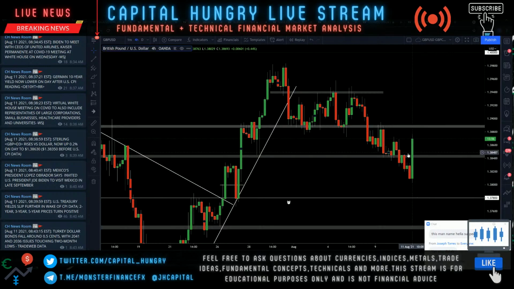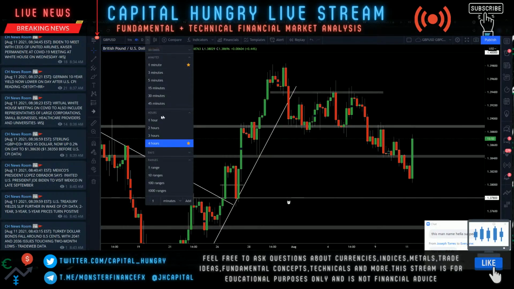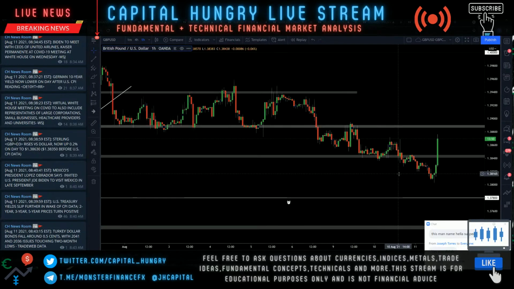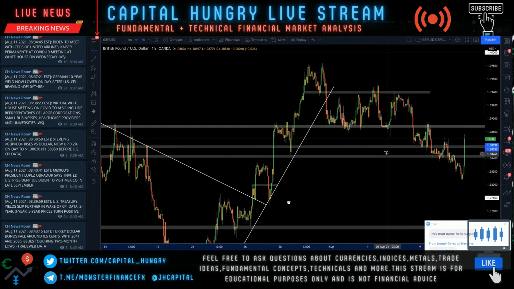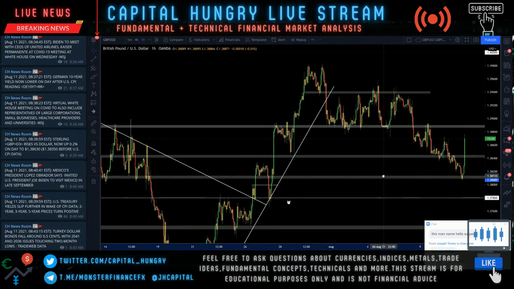GBPUSD also coming back above the 1.38 area. Looks like that zone we were looking at got deleted, but we were playing this little zone here as well at 1.38.